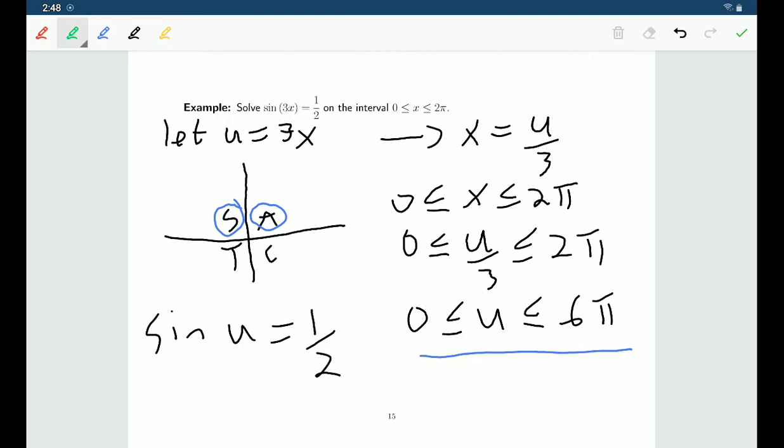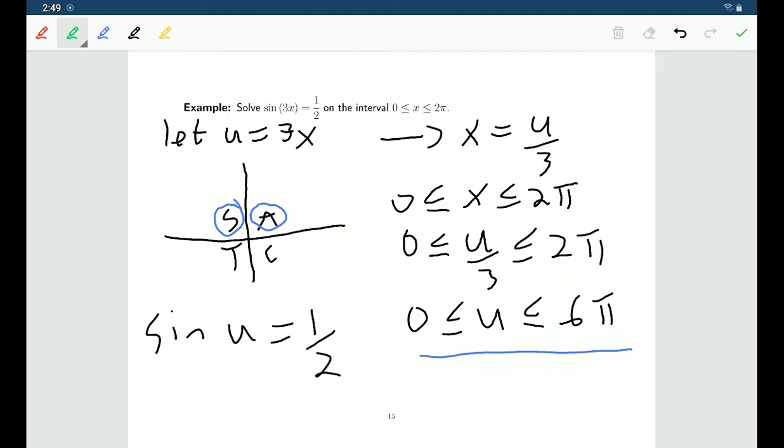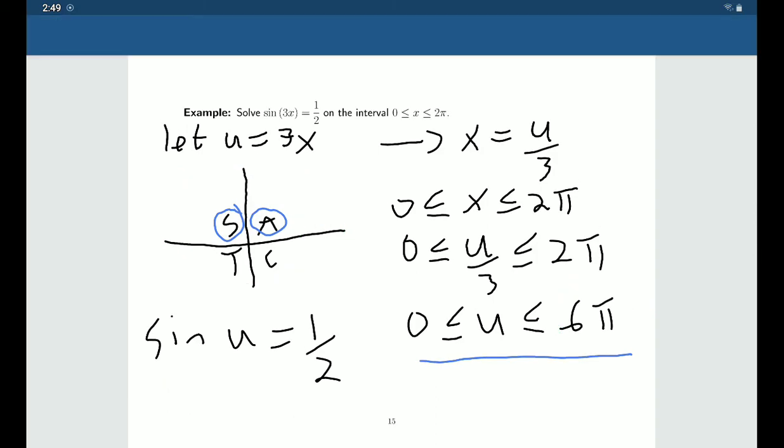Then we just think about our quadrants as usual. We're looking for sine of u to be equal to a half, which is positive. That was in quadrants 1 and 2. We know that we're looking for over 3 full circles, which means that we're going to go through each of those quadrants 3 times. There's going to be 3 answers in each of quadrant 1 and quadrant 2. So we know that we'll find 6 different values for u.